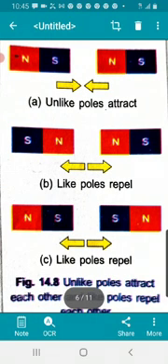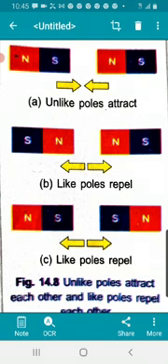Now let's study about the properties of magnets. The first one: a magnet attracts magnetic substances. Now, a magnet has two poles. The poles exist in pairs. Then the magnetic pull or magnetic influence is stronger near the ends of the magnet. That means the poles have the strongest attraction.